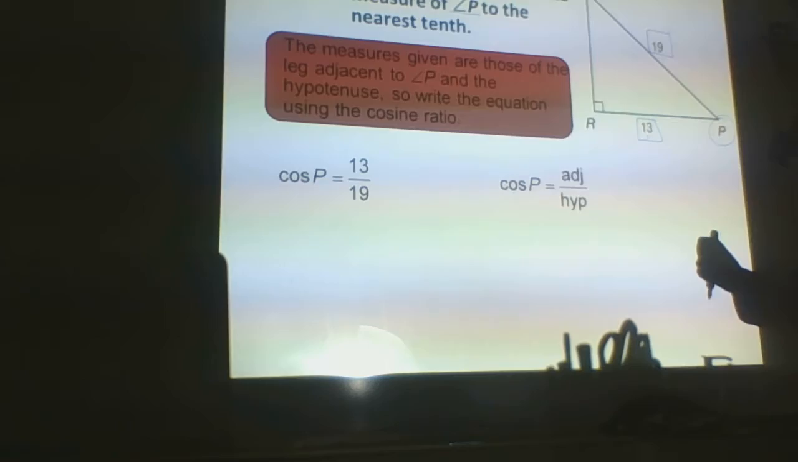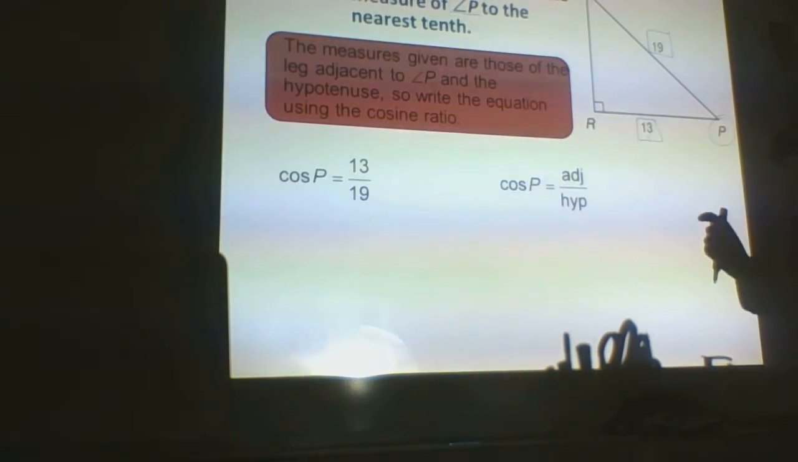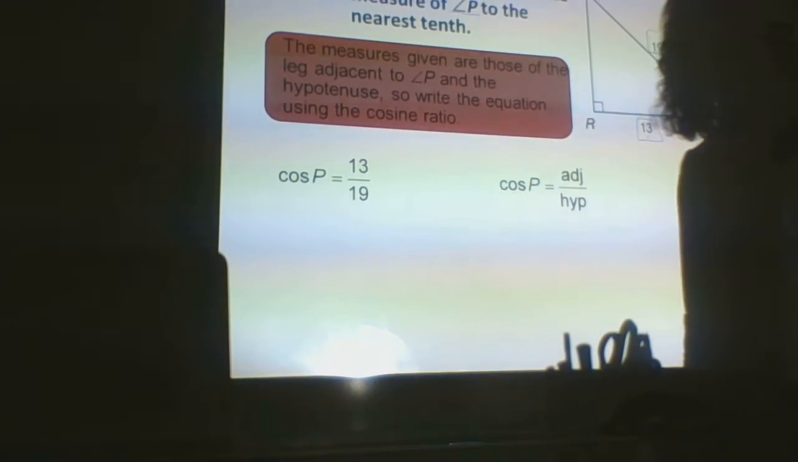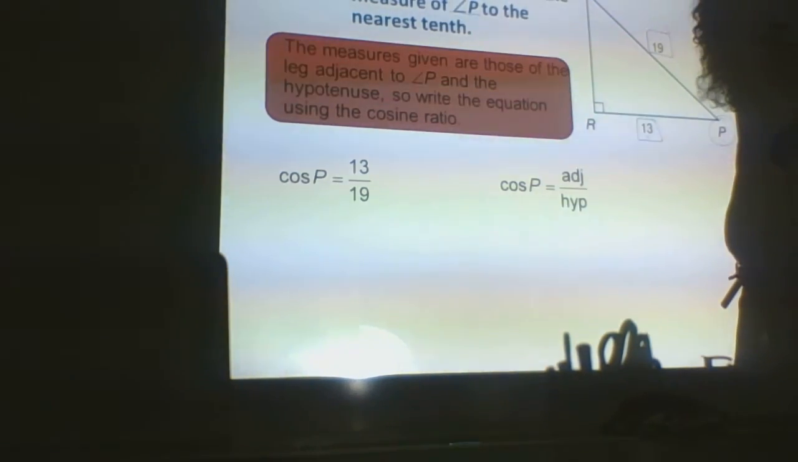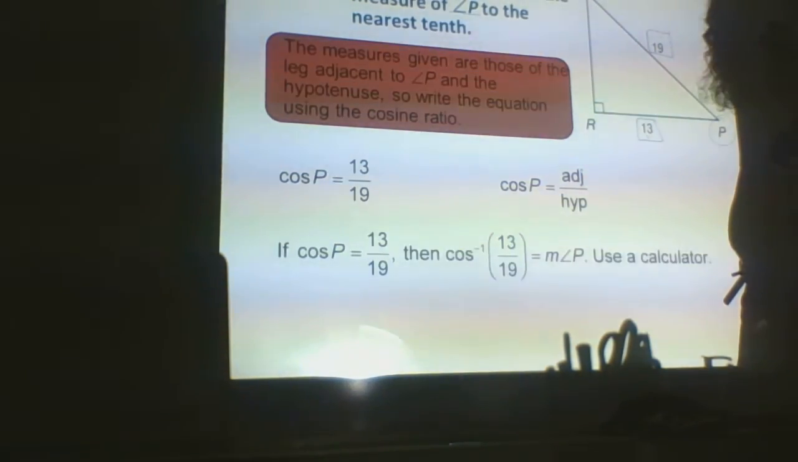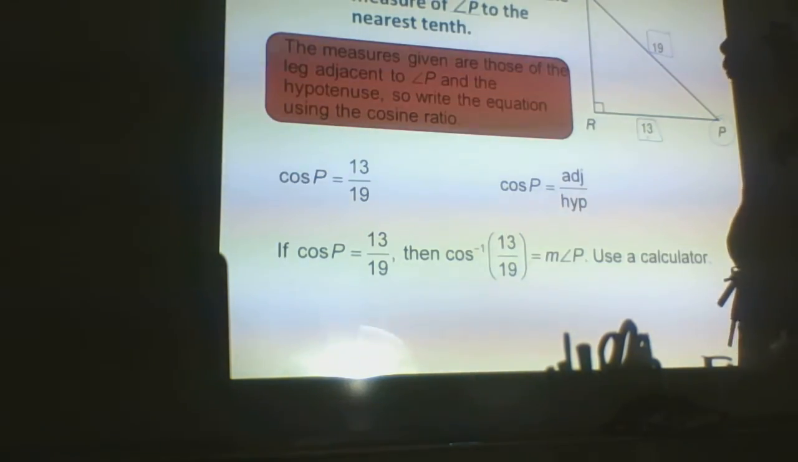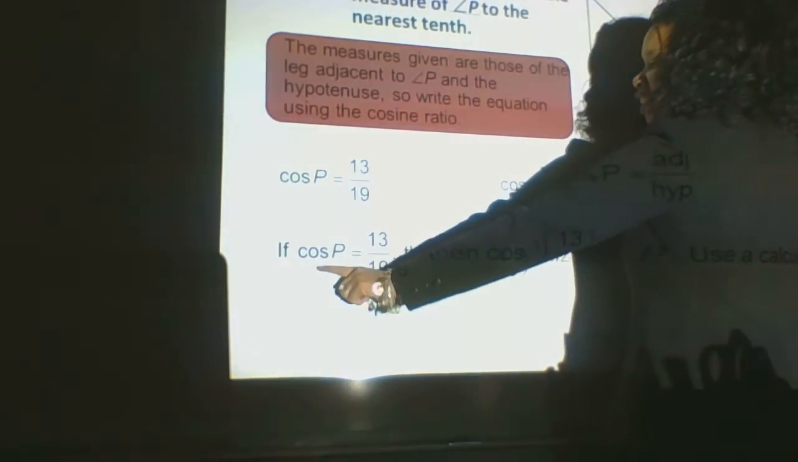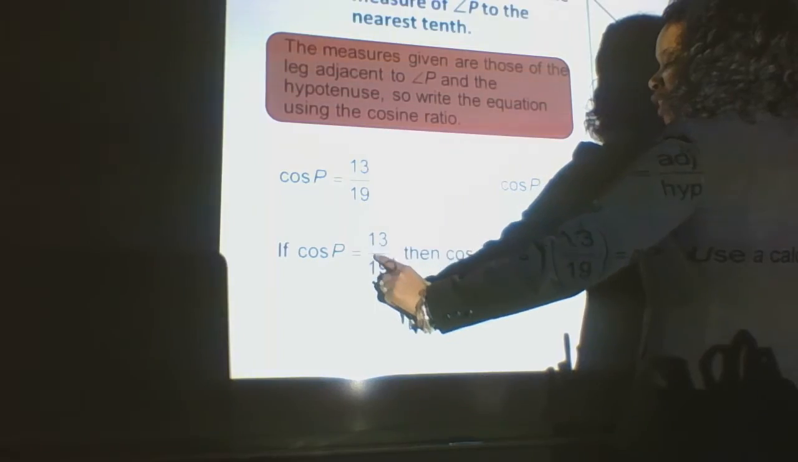But I want to find what? The measure of angle what? P. I want to find the measure of angle P. So this is what I'm going to do. The cosine of P is going to equal 13 over 19.